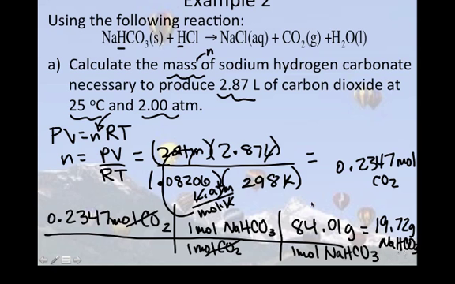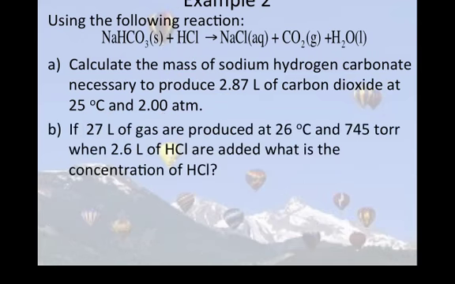And our question is, how many sig figs do we get to keep? Looks like our temperature is limited to 2 sig figs, so we're going to call this 20 grams of sodium bicarbonate. So now it says, if 27 liters of gas are produced at 26 degrees Celsius and 745 torr, when 2.6 liters of HCl are added, what is the concentration of HCl?